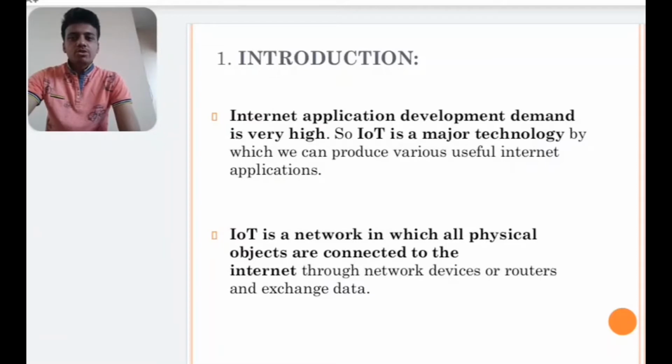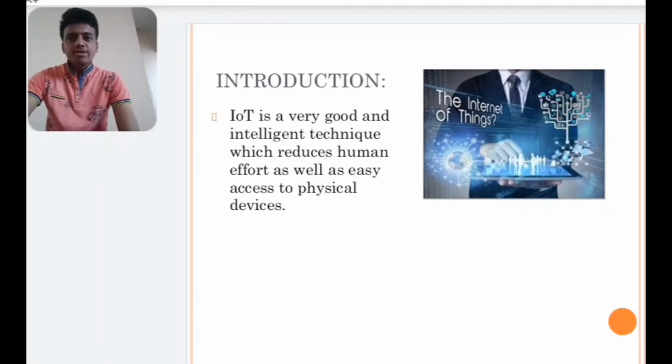The next point we are going to see is Internet of Things is a network in which all physical objects are connected to internet. All the objects are connected to internet through devices such as network devices and routers. Then the next point in introduction is Internet of Things is a very good and intelligent technique which reduces human efforts as well as gives easy access to physical devices. So it is reliable for humans to use, and it is also intelligent and good to use to get clear cut information or exchange data between people.